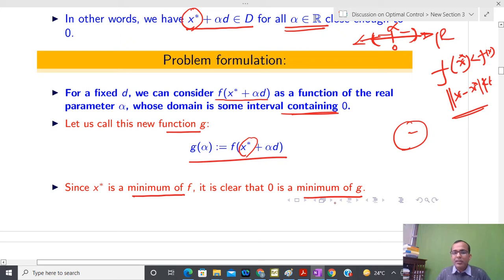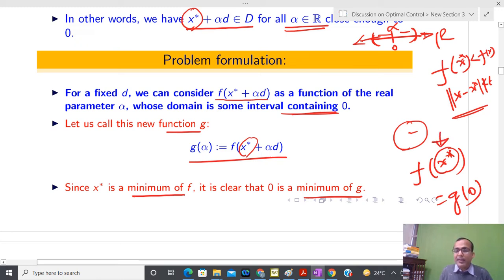What I am telling is that if you put alpha equal to 0, I know that this particular quantity f of x star is equal to g of 0. So if x star is the minimum of f, and since these two functions are equal, I can tell that at the same time 0 is the minimum of the function g of alpha. Anyone has confusion? Okay, what I have basically done here is that initially I know that x star is the minimum, so I am going to shift it to 0. So without loss of generality, I can perform every analysis about 0.